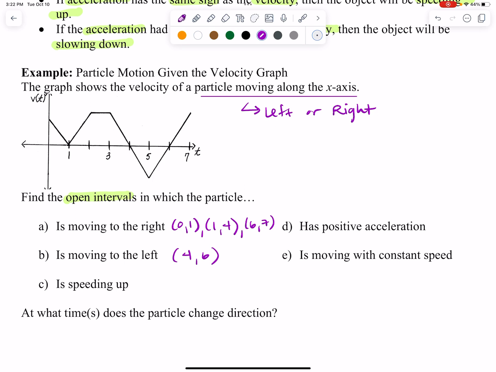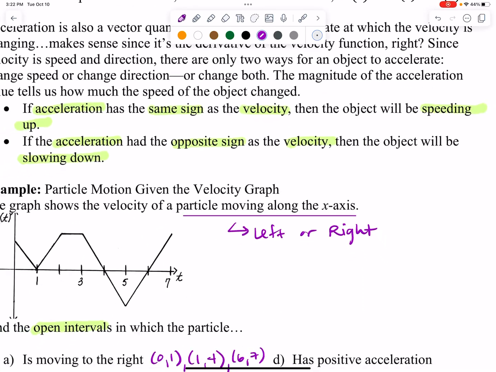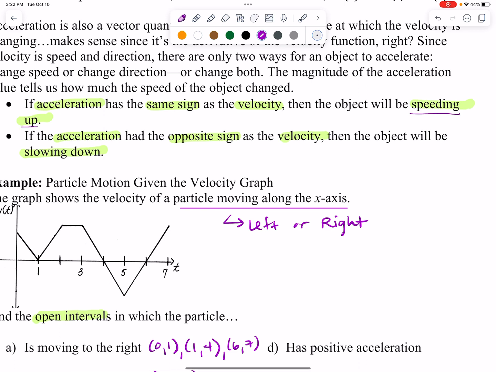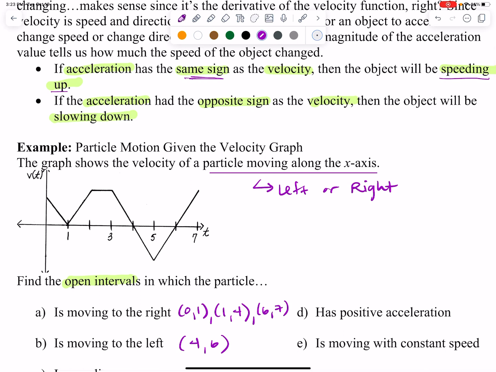Okay. And then C says where the particle is speeding up. Okay, well, if we go back up to our summary up here, remember an object would be speeding up, or in this case, the particle would be speeding up whenever acceleration has the same sign as velocity. Okay, well, since acceleration is the derivative of velocity, we could think about the slopes of the tangent lines for velocity to determine what the sign of acceleration is, right? Like, so wherever there's positive sloping tangent lines on this velocity graph would correspond to acceleration being positive, and wherever there's negative sloping tangent lines on the graph of velocity, that would be where acceleration is negative.